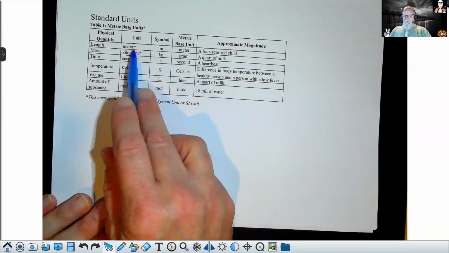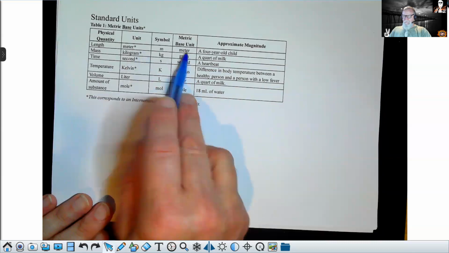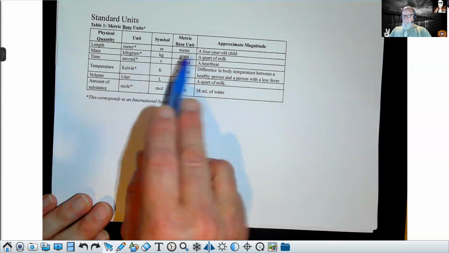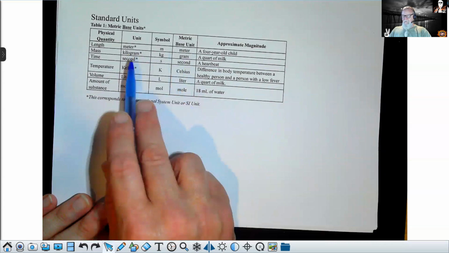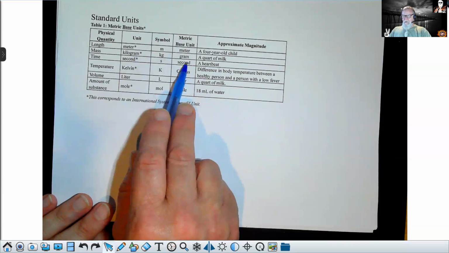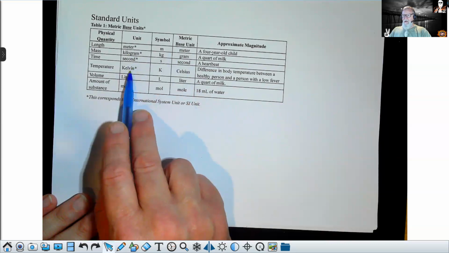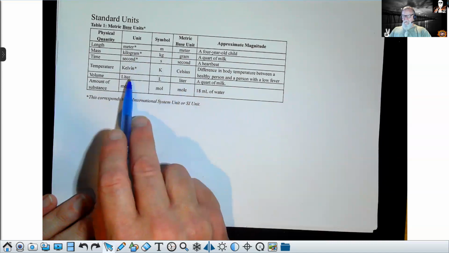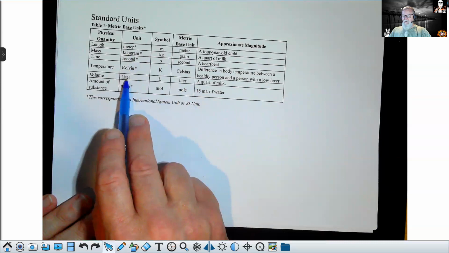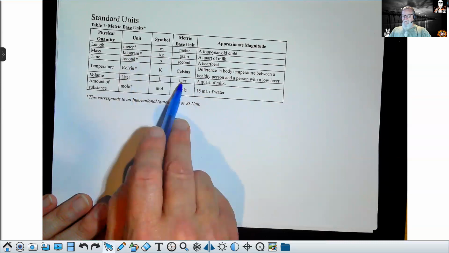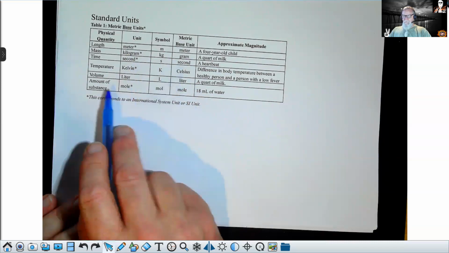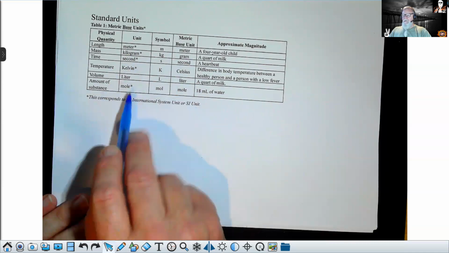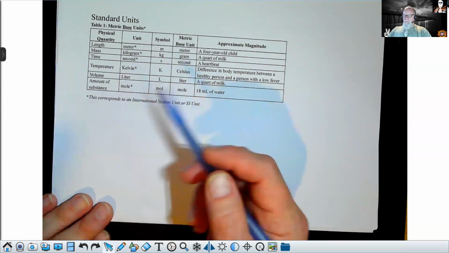The meter is the base unit for length in both systems. For mass, as I said, kilogram for SI and gram for metric. For time, it's second for both. Temperature, we have Kelvin for SI and Celsius for metric. And for volume, we are talking about liter for SI and also liter for metric. And then for the amount of substance, it's going to be moles in both cases.